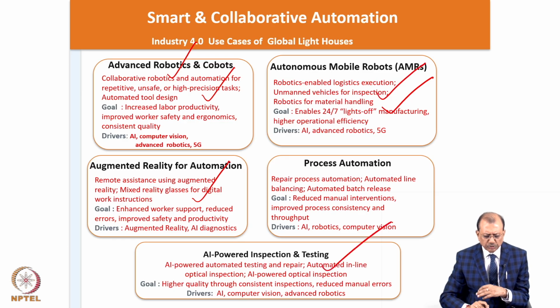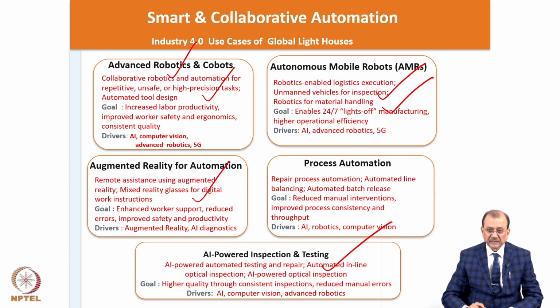Similarly, this is a use case we discussed when we studied computer vision: AI-powered automated testing and repair. With the help of computer vision, quite a few companies are applying computer vision and AI technology for inspection purposes. This is also a very important use case, which was found when the World Economic Forum and McKinsey studied the success of global lighthouses. Many companies are using AI and computer vision technologies for inspection and testing.